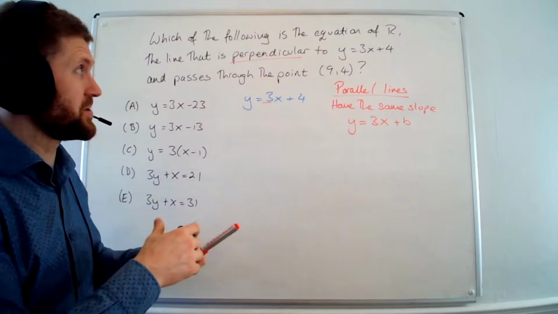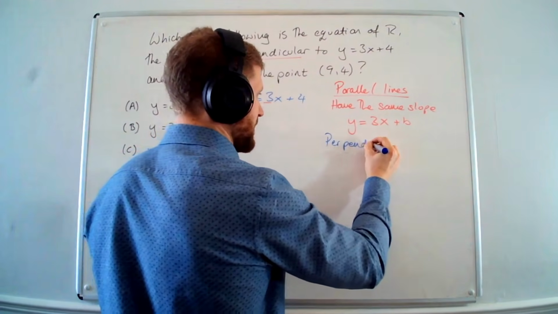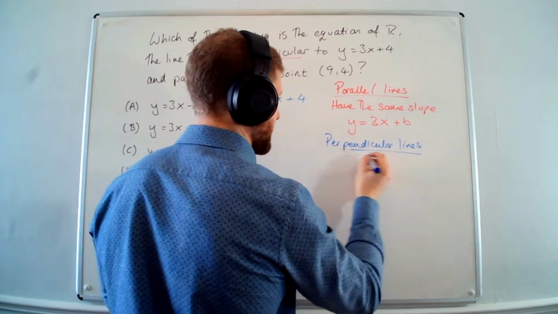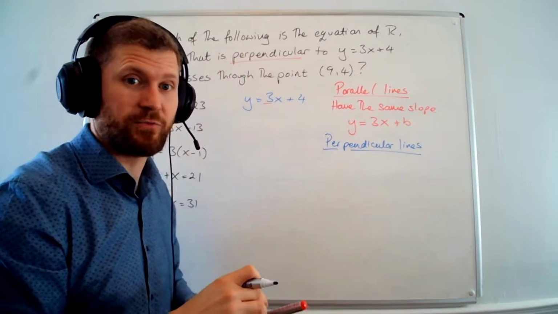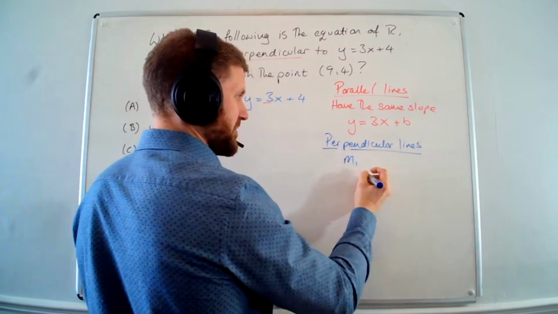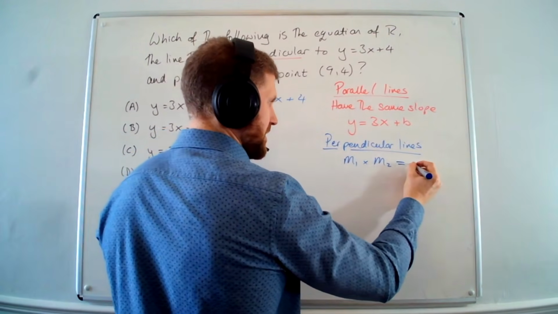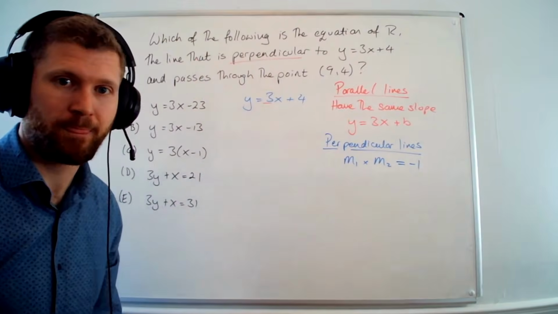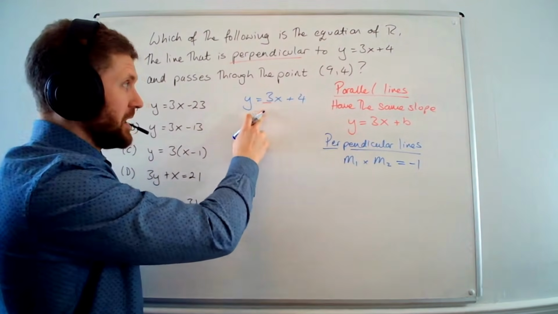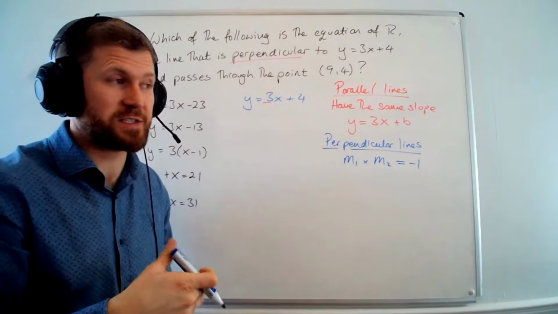Now this question's talking about perpendicular lines. And what you can say about perpendicular lines is that the product of their slopes is equal to -1. Or to put that into some sort of equation, if I have the slope of the first line and I multiply it by the slope of the second line, that will equal -1. So in this case, I've been given a slope that's 3, and I want to find the equation of this line r. So first step, I need to find the slope of this line r.